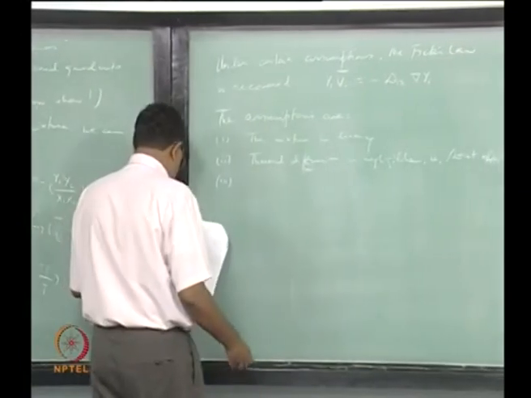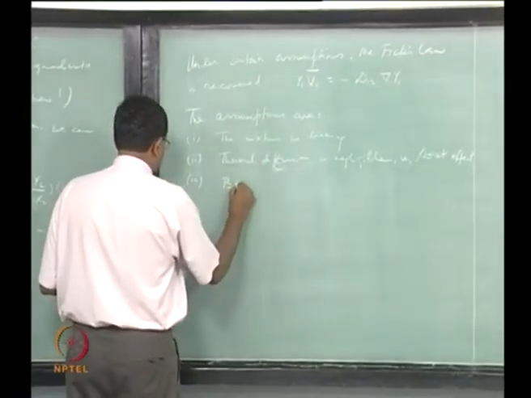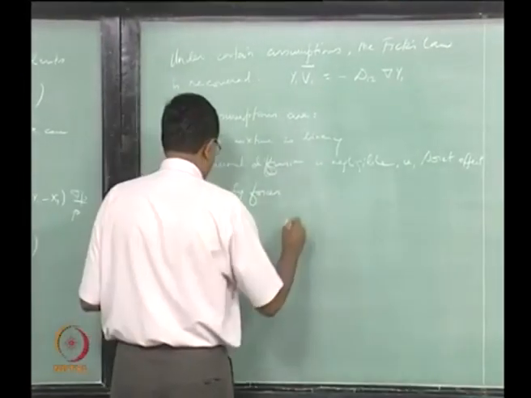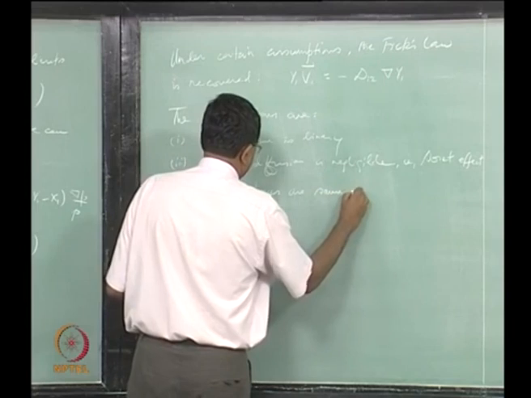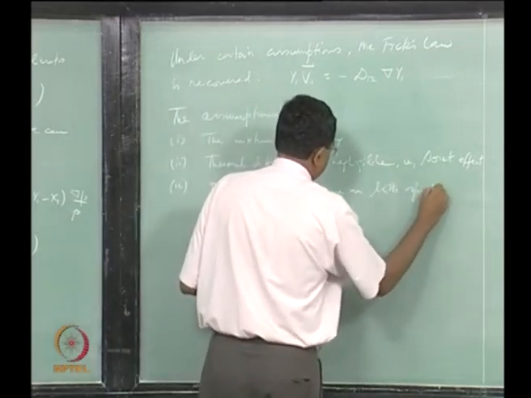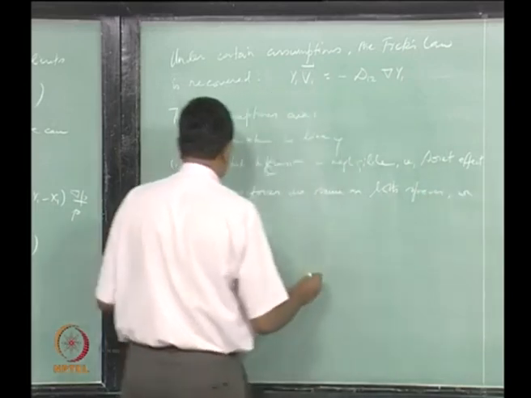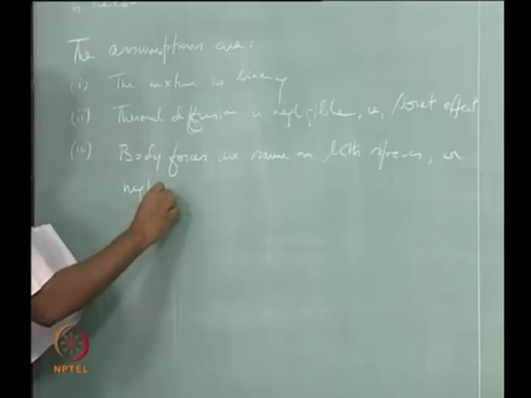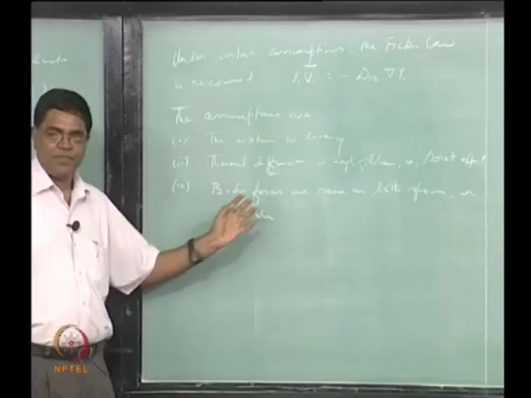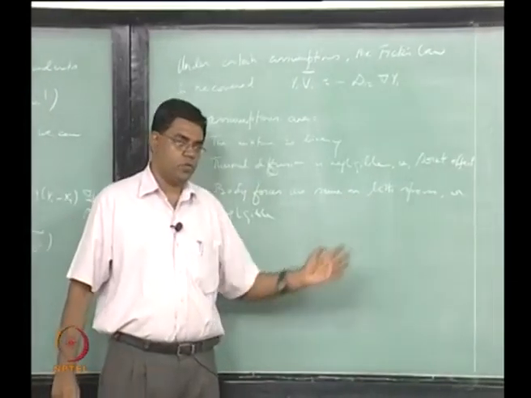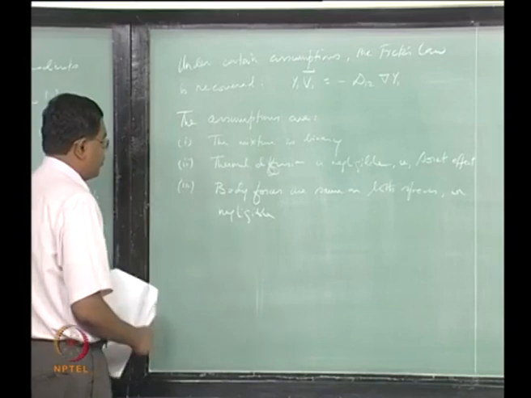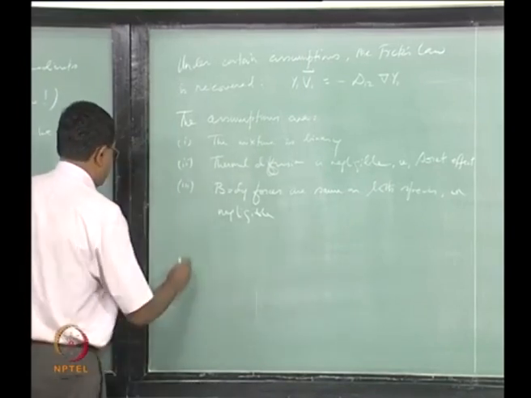Three, body forces are the same on both species or negligible. You have two choices of making assumptions. You can assume that the body forces are the same even if they are not negligible, or if you have to get rid of it, you have to make an assumption that it is negligible.